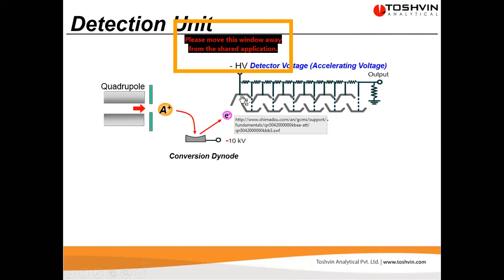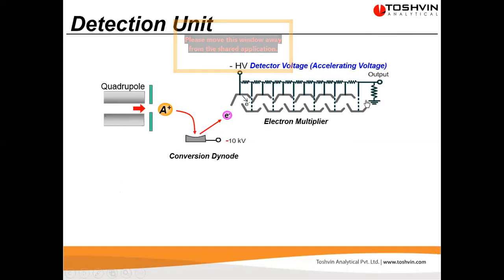It will get bombarded on this. Due to bombardment, from this one electron, 2 electrons will form. These 2 electrons will bombard on this, 4, 8, 16, 32, 64. So amplification or multiplication will happen. Finally, it will average my signal and give us a good intense signal of my peak. Because of this amplification, the name is electron multiplier tube. It multiplies my signal and gives us the output. So that is the electron multiplier tube detection unit in my GCMS system.